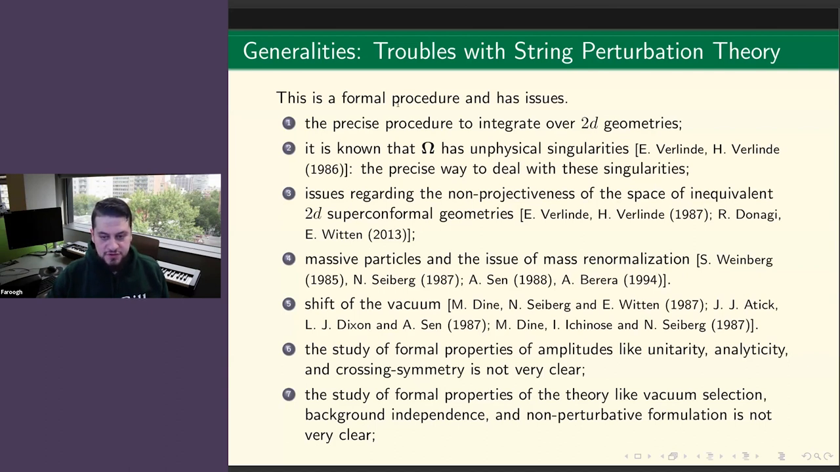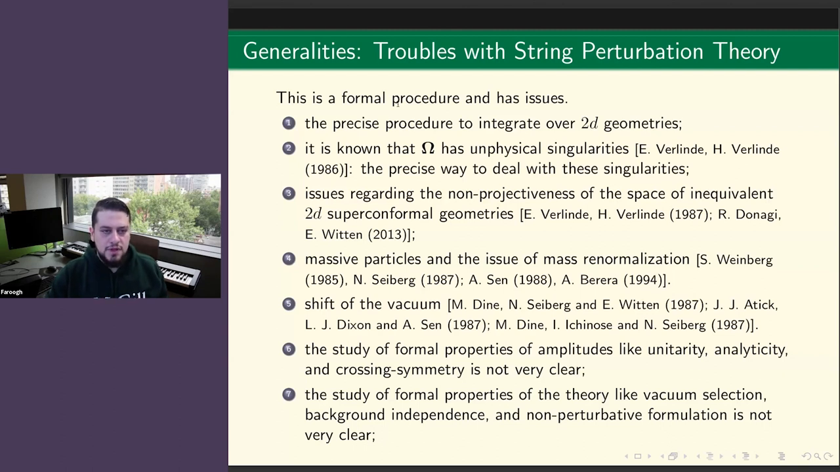There is an issue with the shift of the vacuum: due to perturbative methods, some potential is generated, and this leads to the shift of the vacuum in higher order perturbation theory. Basically, when we move to higher loops, the vacuum is shifted, so we need to develop a method to deal with this shift of the vacuum, because the original vacuum would turn out tachyonic. And the study of formal properties of the amplitudes, like unitarity, analyticity, and crossing symmetry, is not very clear from the worldsheet perspective. Also, more formal properties of the theory itself, like vacuum selection, background independence, and the non-perturbative formulation, again, are not very clear.